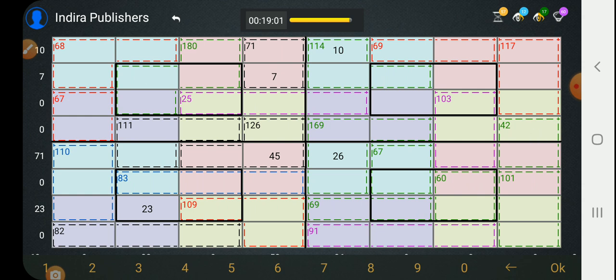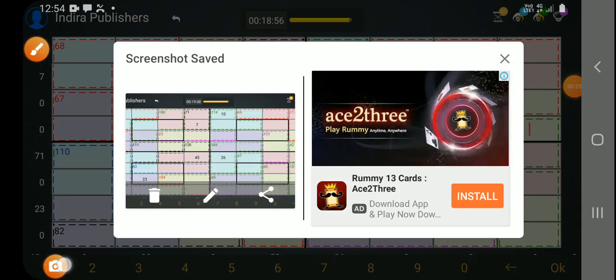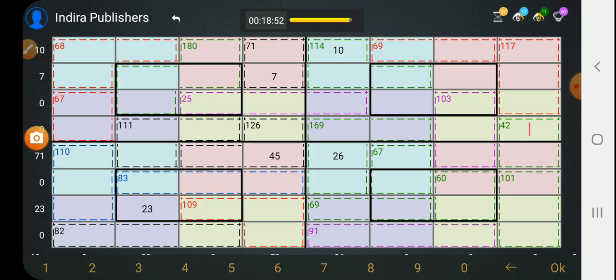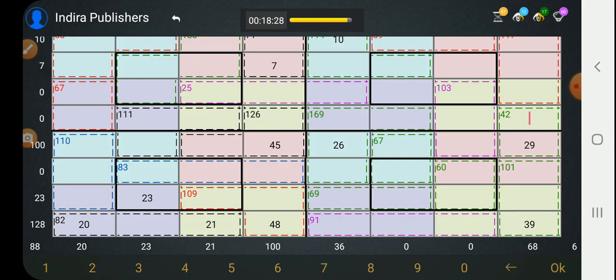So now here you should get 13. Here you should get 13. Okay, here you get 20. Here you get 48. Here you get 21. Okay. Now here you get 39. Here you get 29.